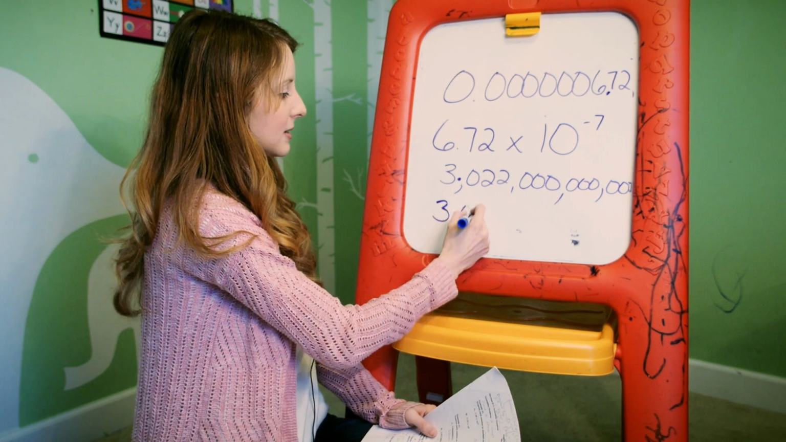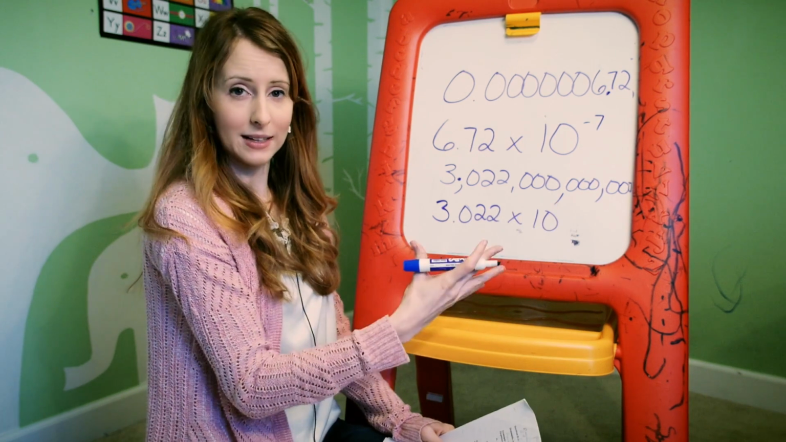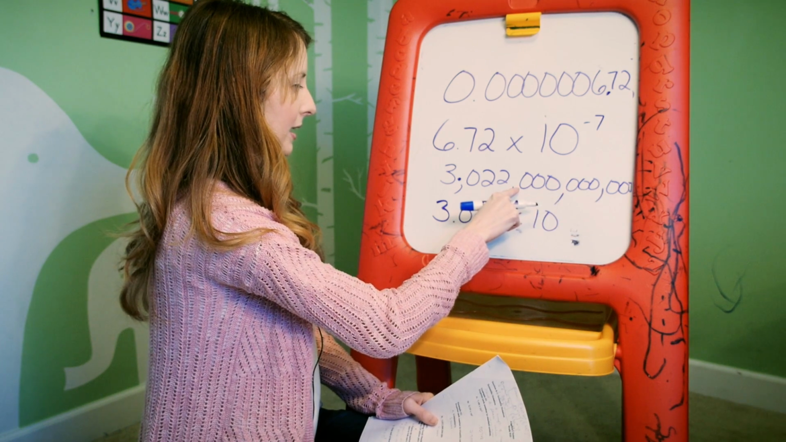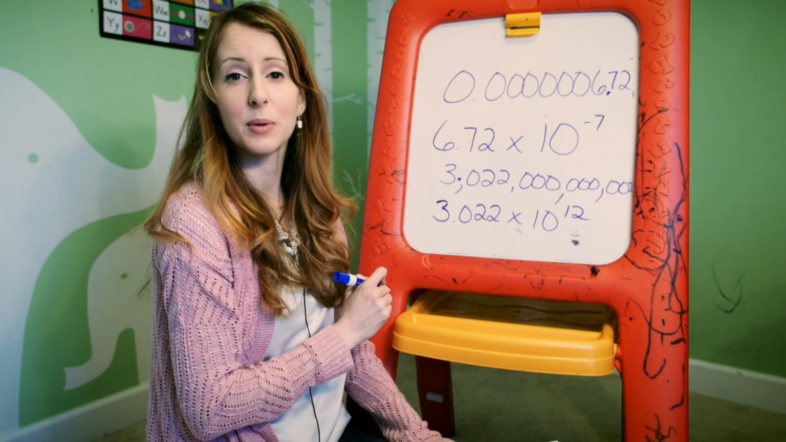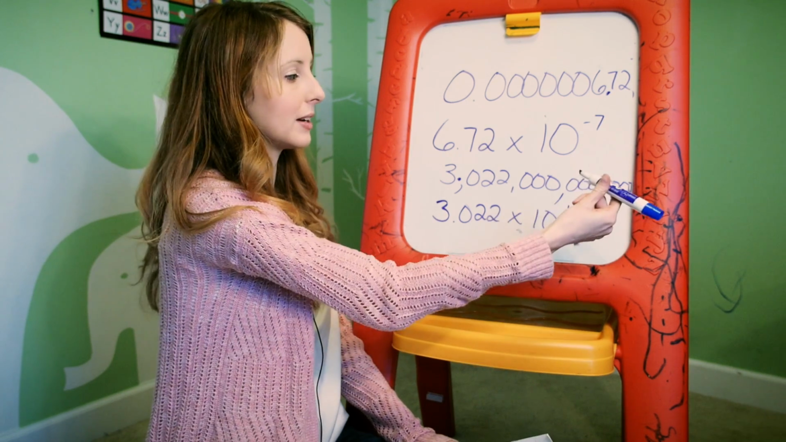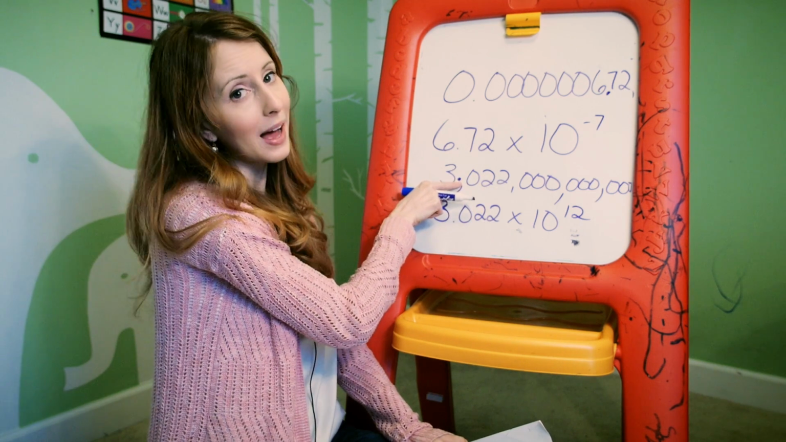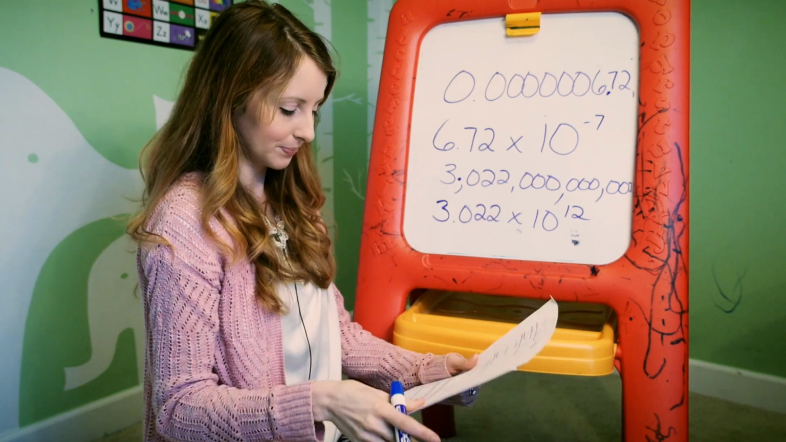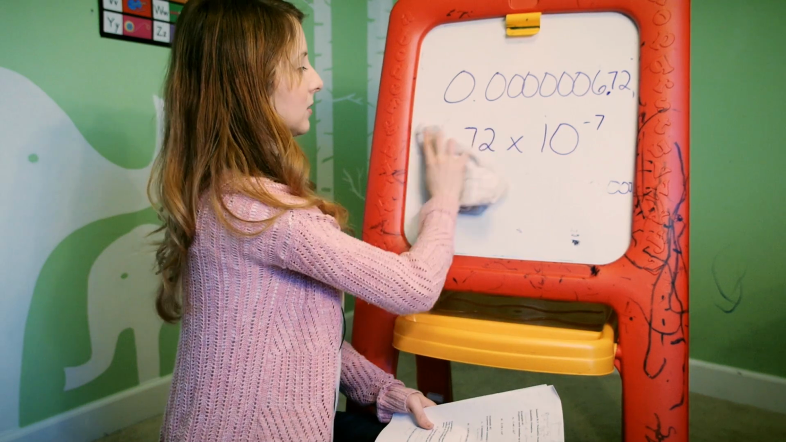So 3.022 times 10 to the what? How many places did I move it? Well, 3, 6, 9, 10, 11, 12. And that exponent would be positive, right? Because I had to move it in this direction. So I want to tell my reader that in order to go back, you'd have to move it 12 places in the positive direction. Okay, let's do example number 3.